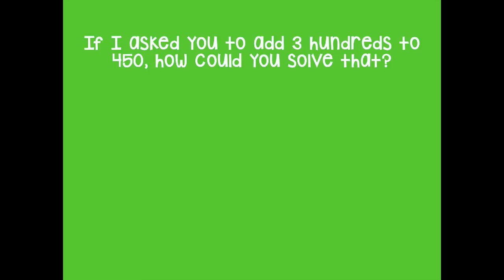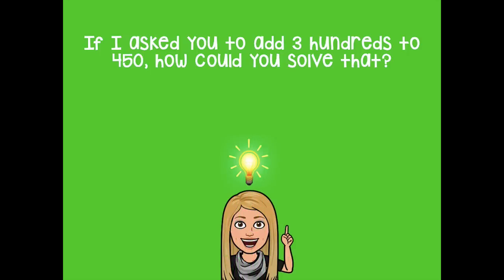All right, so friends, if I asked you to add 3 hundreds to 450, how could you solve that? Wait, I have an idea, right? Well, when we did the last problems before, our tens and ones place stayed the same. So only my hundreds place changed because I was only adding hundreds. So I could think to myself, wow, I have 450, and I could add 300 to that. So only my hundreds is going to change. So it would be like adding 300 plus 400. That's pretty cool, right? So when we're just adding hundreds, only the hundreds place will change.